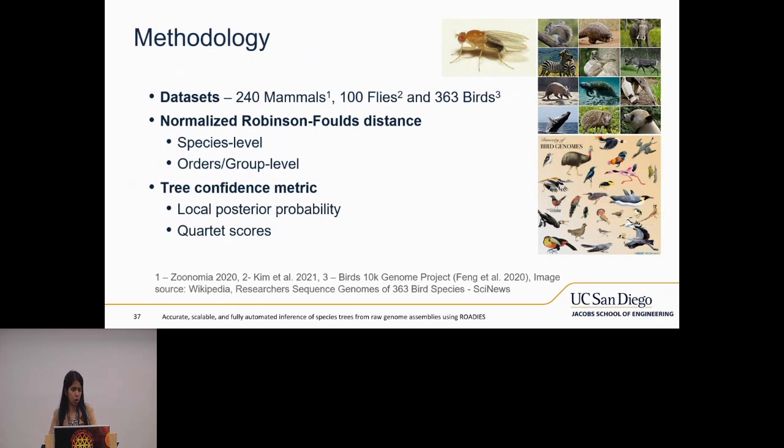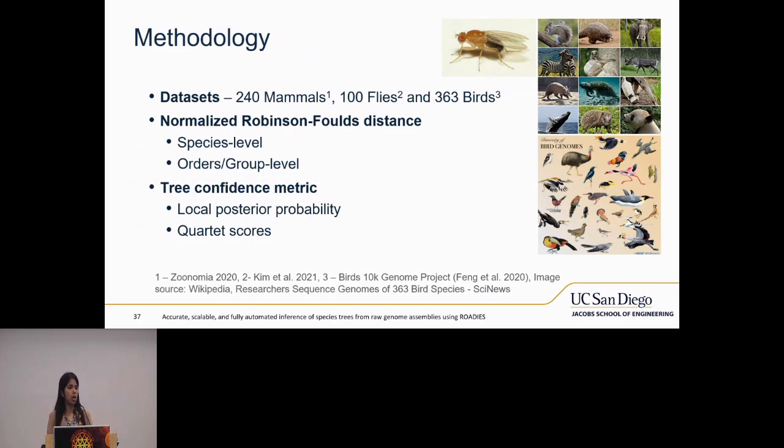Now let's talk about the methodology, how we evaluated our results. We picked 3 different data sets: mammals, flies, and birds. For each of the data sets, we get the final species tree. Now, how do we know whether our final tree is accurate or not?